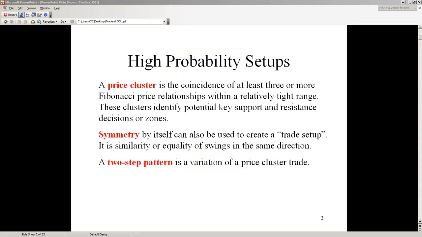So what I want to go over are the 3 trade setups that I look for every single day. They are called Fibonacci price cluster, and a price cluster is the coincidence of at least 3 or more Fibonacci price relationships within a relatively tight range, and it identifies either a key support decision or a key resistance decision. The second type of trade setup I look for is called a symmetry setup.